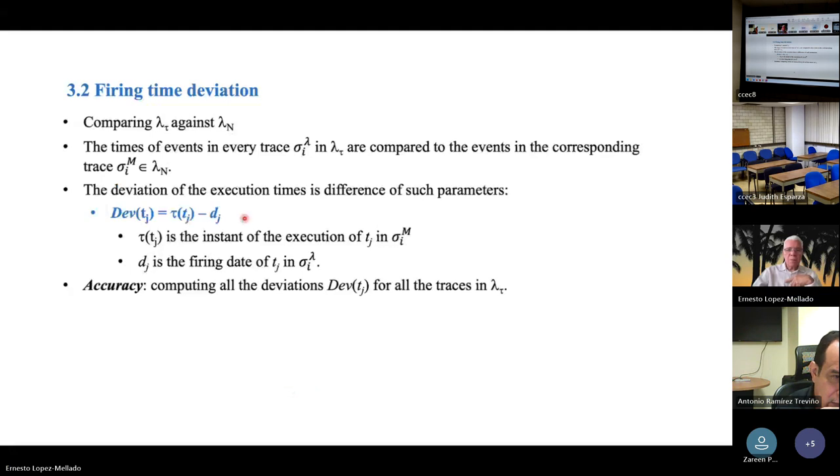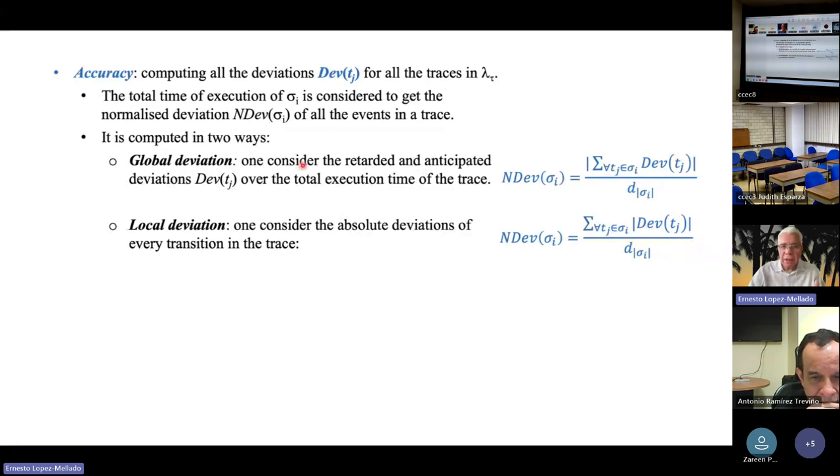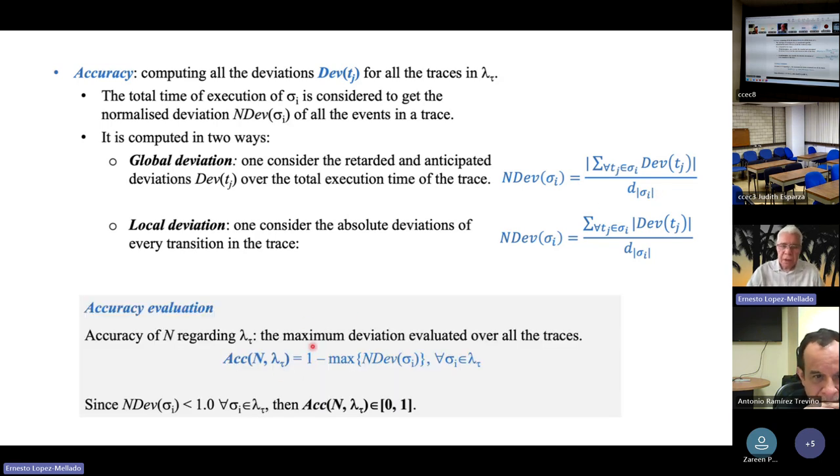Deviation. Okay, we compute the deviation in this firing of the transitions and the expected time of the transitions in the model. We take into account all the deviation, and we divide this deviation over the total time of execution of the trace, and we have a total deviation. Then the accuracy is computed taking into account the maximum deviation, the worst case, and we obtain the accuracy, which is evaluated between 0 and 1.